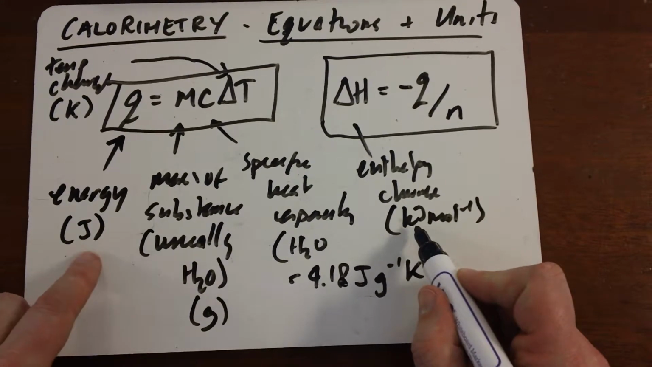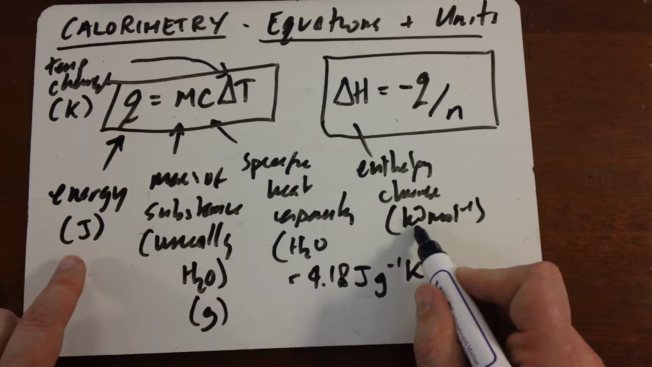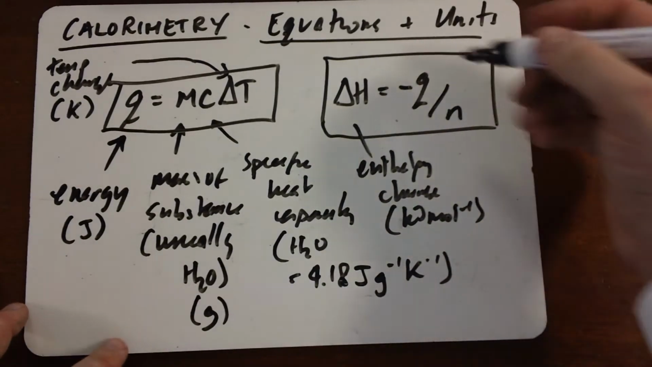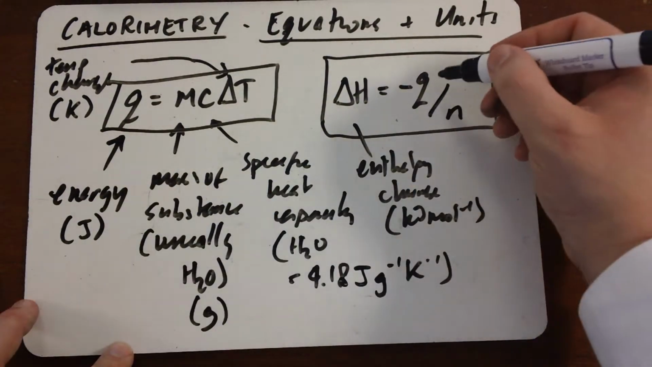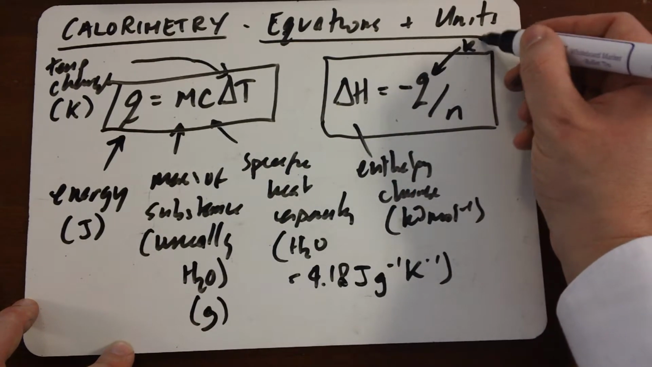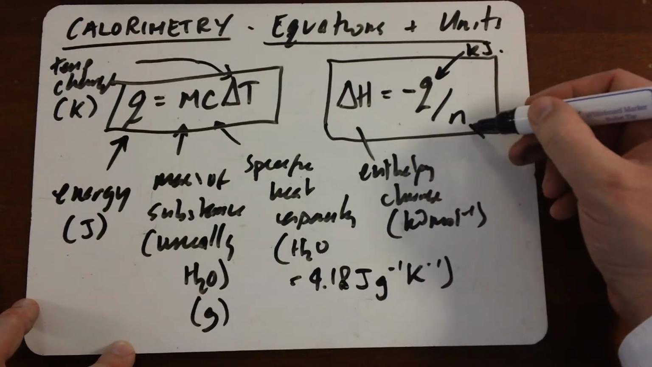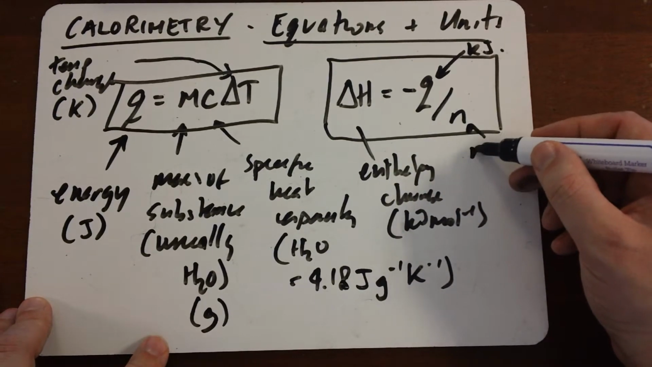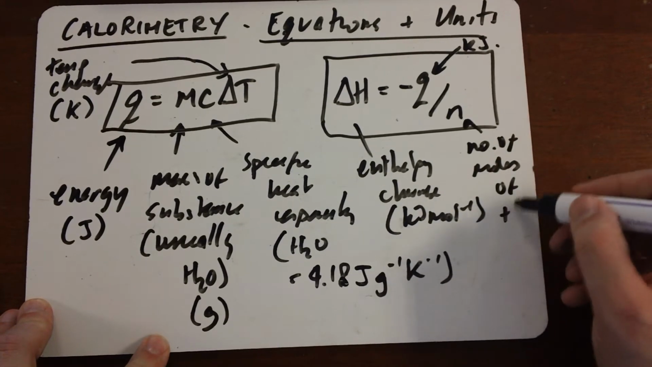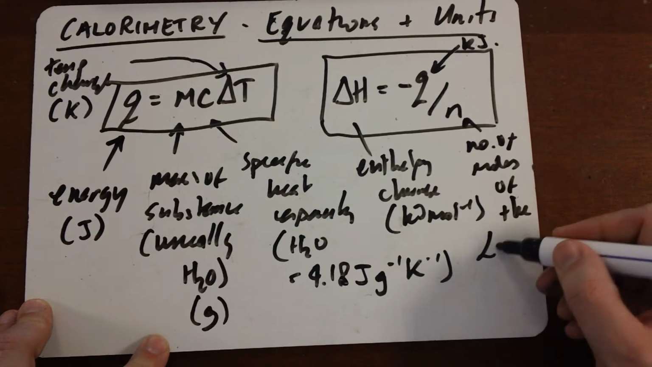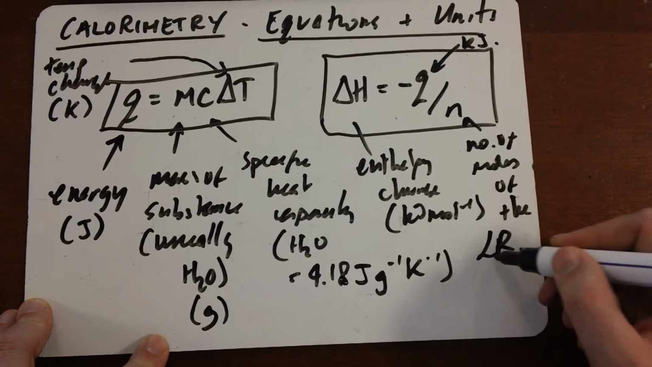So rather than it being in joules here, it's in kilojoules, so we need to convert the joules into kilojoules by dividing by 1000 before we get onto this calculation. Q is from over here, which is the energy change, this time in kilojoules, and this here is going to be the number of moles of, and this is the important part, the limiting reagent.